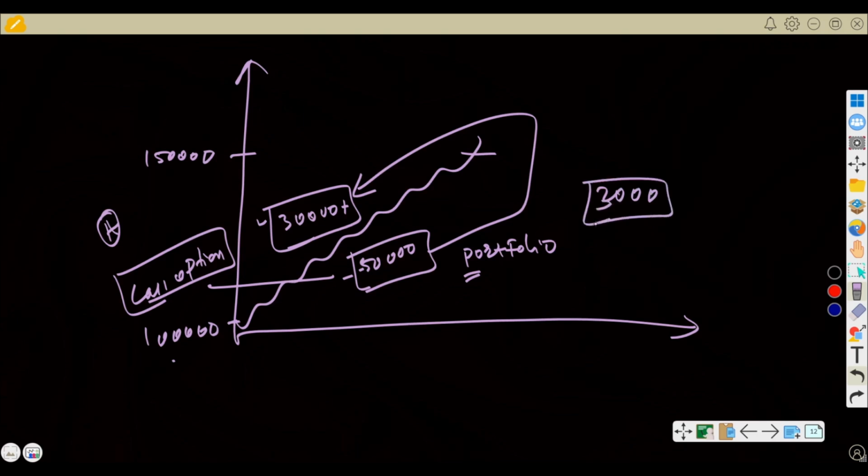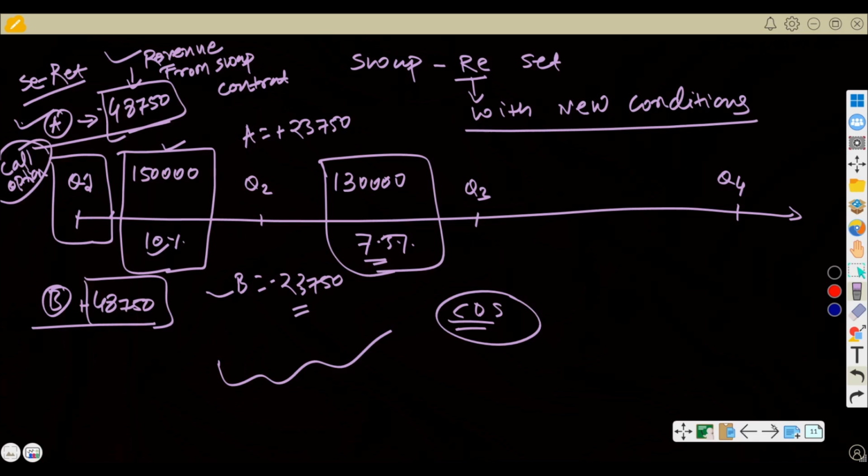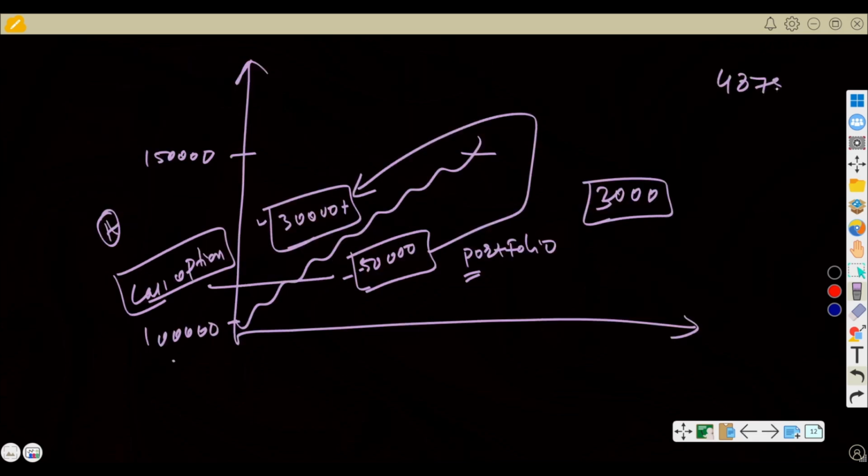Now just calculate the net liability of A. That would be 48,750 minus 30,000, so that becomes around 18,000. This is what it is. So effectively they know how to hedge their assets against market uncertainties. We think in that way, but they think in a very smart way.